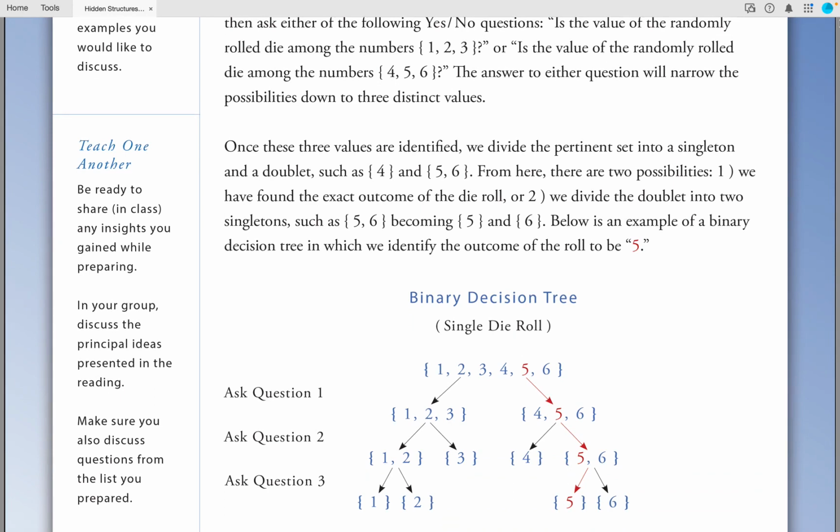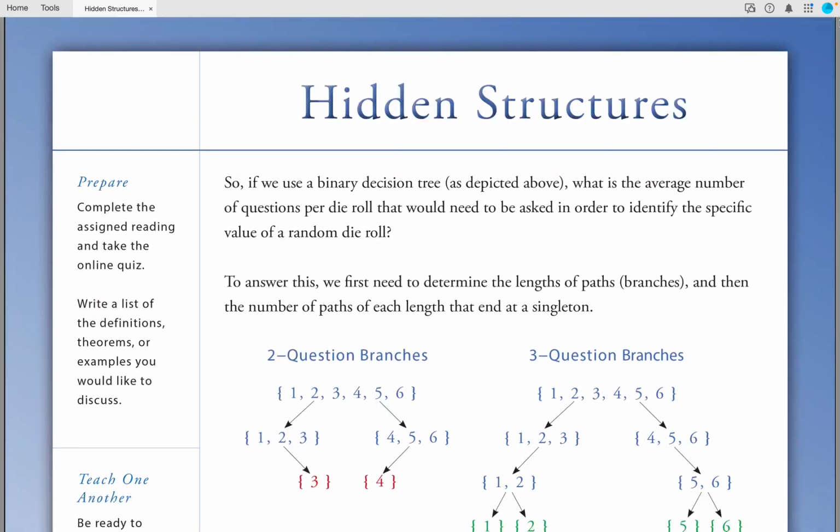From here, there are 2 possibilities: 1, we have found the exact outcome of the die roll, or 2, we divide the doublet into 2 singletons, such as 5 and 6 becoming the singleton set 5 and the singleton set 6. Below is an example of a binary decision tree in which we identify the outcome of the roll to be 5.